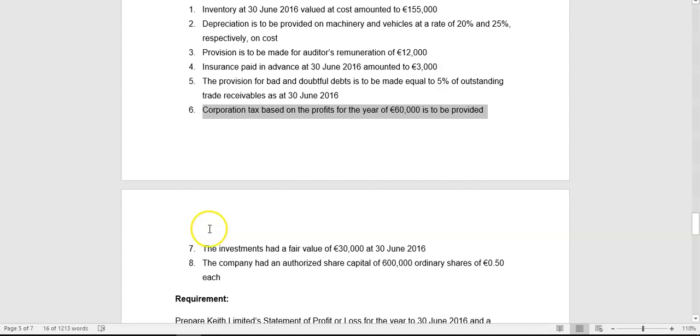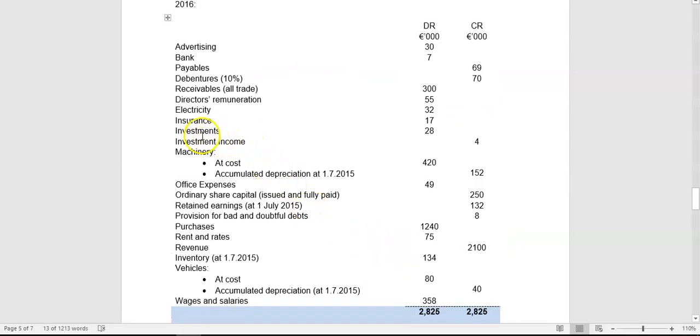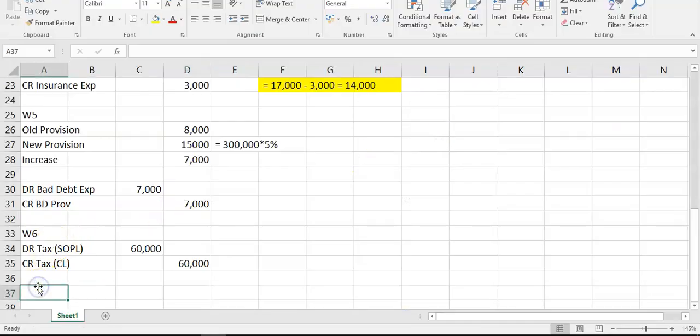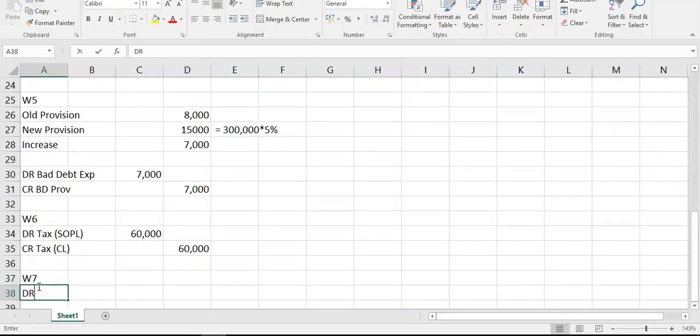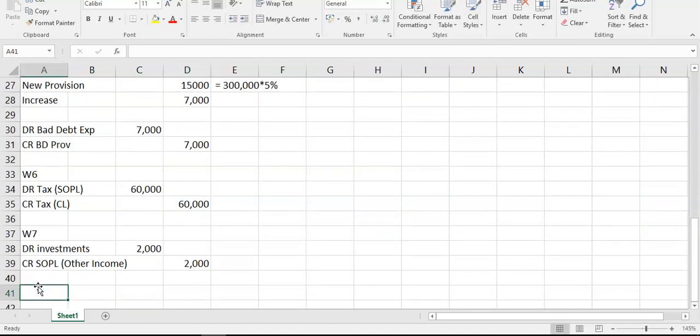The next one you're told is investments had a fair value of 30,000 at the end of June. Well, we need to go back and check what were they in there already at? They were in at 28,000. So we need to increase their value by 2,000. So working 7, debit investments, because you're increasing the value of an asset, 2,000. That is the 30,000 compared to the 28,000 it was in the statement of financial position at, or the trial balance, and then credit the SOPL, and that will be other income. Because the value of the asset has gone up, that is good for performance.